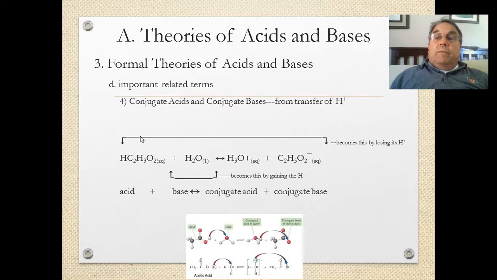And then another term that's important that we'll just touch on now, it'll make more sense when we talk about buffers, conjugate acids and conjugate bases. So when you take a weak acid and react it with a weak base, the weak acid will donate its proton to the weak base, forming what's called its conjugate acid. The base becomes the conjugate acid. And then since what's left is able to accept a proton, it's called a conjugate base. So the weak acid forms its conjugate base. And that'll make more sense later.